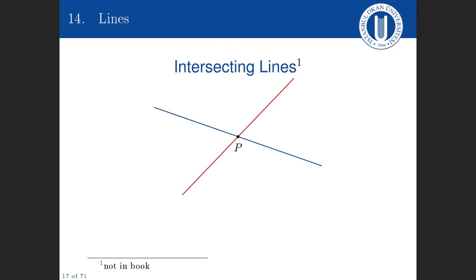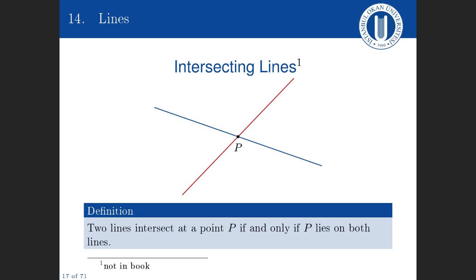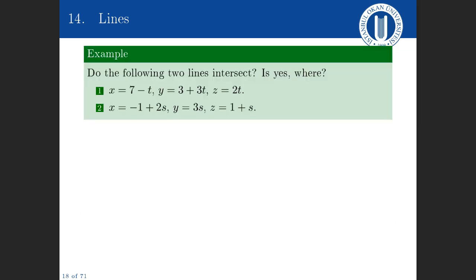Next, let's talk about intersecting lines. If you're using the Thomas's Calculus textbook, which I recommended, this section is not in the book. Two lines intersect at a point P if and only if P lies on both lines. So for example, do the following two lines intersect? And if the answer is yes, then where do they intersect?